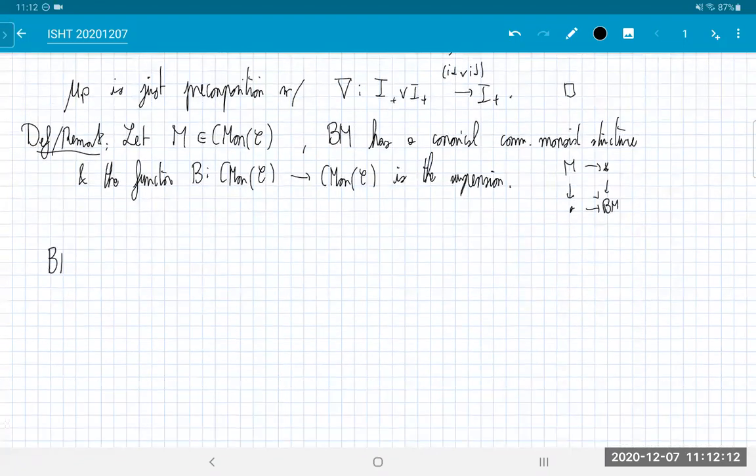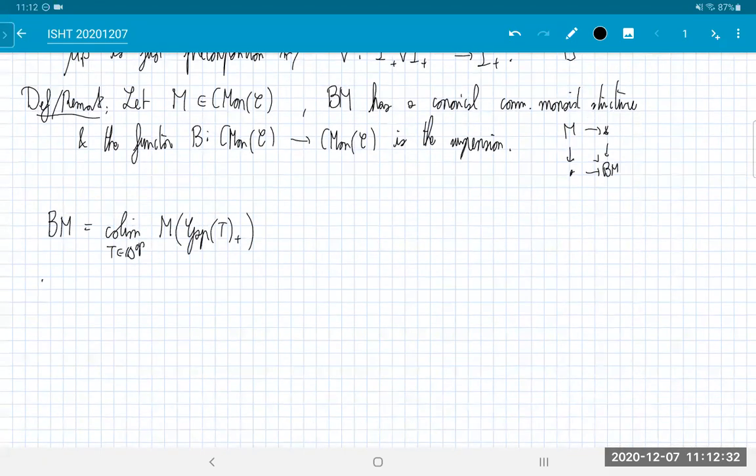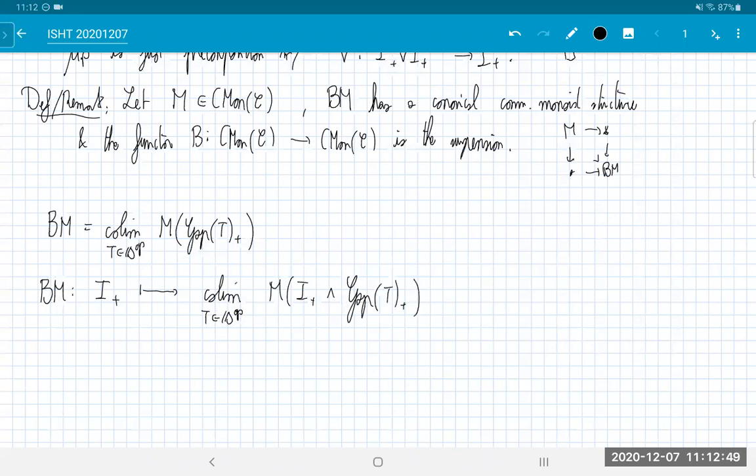So BM, now I need to give you a functor. Remember, BM was defined as the colimit over T in delta op of the underlying monoid in T, which I'm going to write as M of gap T plus, because the underlying monoid is just precomposing with this gap plus. And so BM as a commutative monoid is just the functor sending I plus to the colimit over delta op of M of I plus wedge gap T plus. And you can check that this still satisfies the Segal conditions, because colimits over delta op respect products in spaces, well, in every Cartesian closed category.